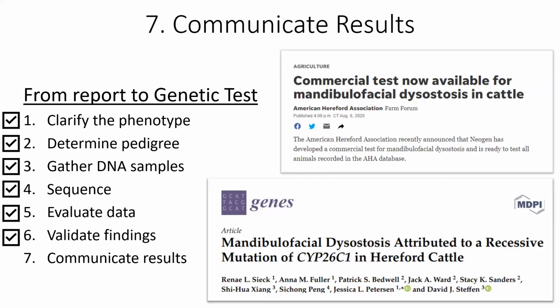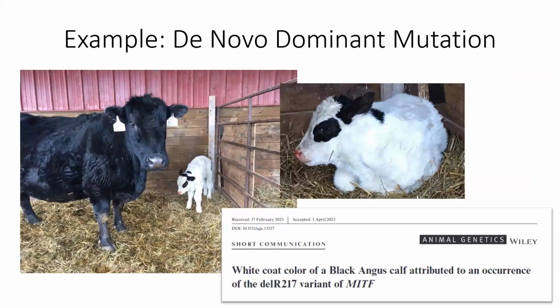One other example that I think is a fun one that's not a recessive is this. So we just published this earlier this year. This is an Angus operation, and they went out to check their cows in the morning, and this little guy was here. So I think that's everybody's first reaction, whose Holstein got into the herd or something like that, right?